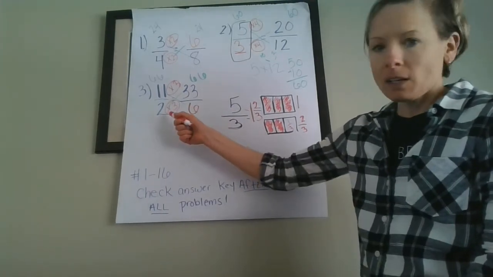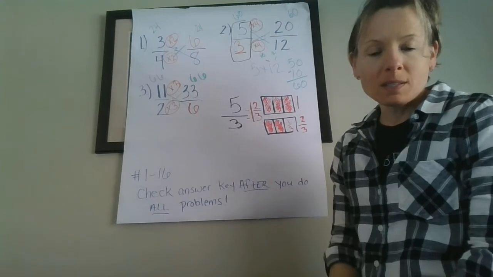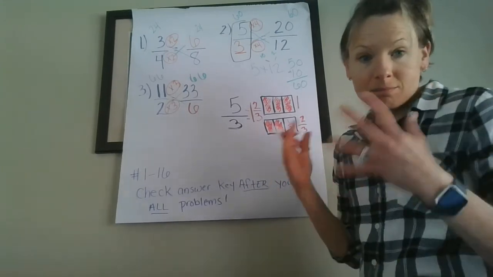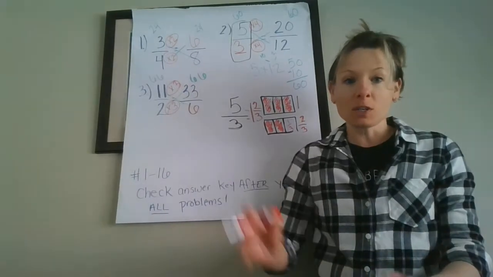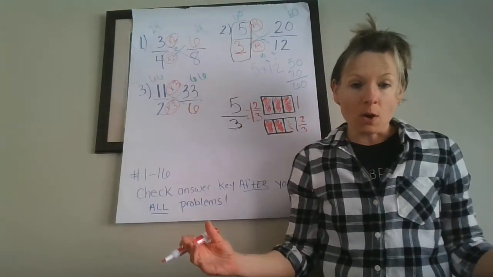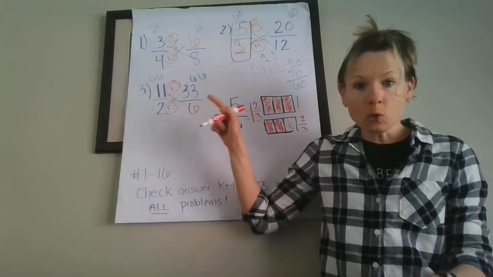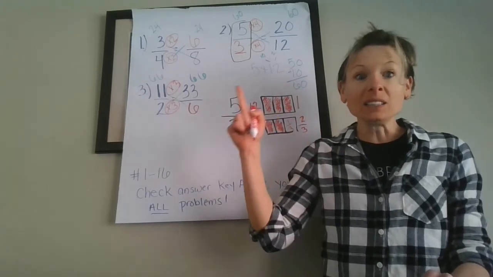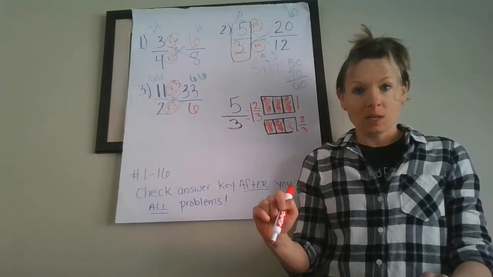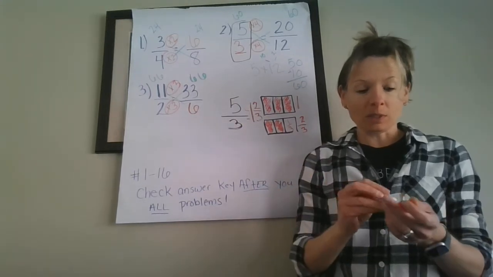This one down here, 11 over 2, is the same kind of idea. 11 is bigger than 2. That means it's going to be more than just one whole, right? 2 over 2 would equal one whole. This is 11 over 2. So let's see what that would look like.